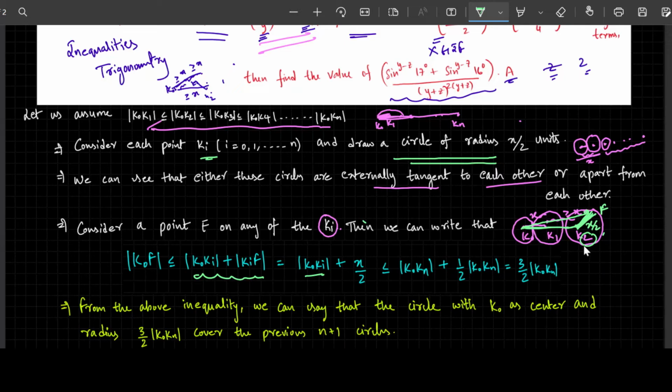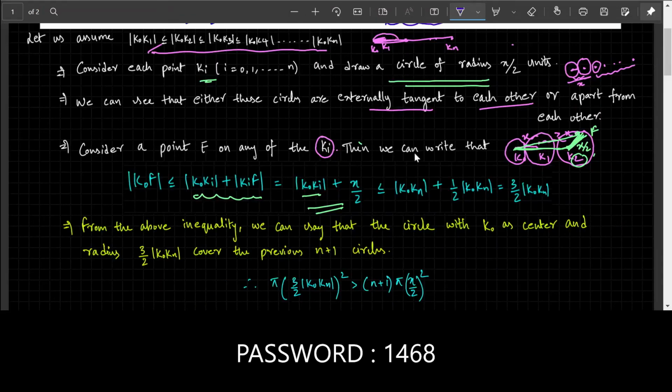Now for k2 is what we have done, right? What if the f is on kn? Fine, what if the f is on kn? So in that case, the distance would be k naught kn, and that will be the maximum. From here you can see from the condition that we have taken, k naught kn plus half k naught kn.